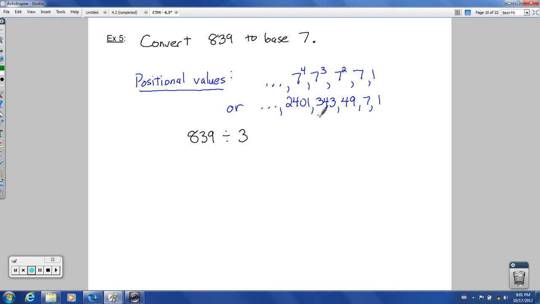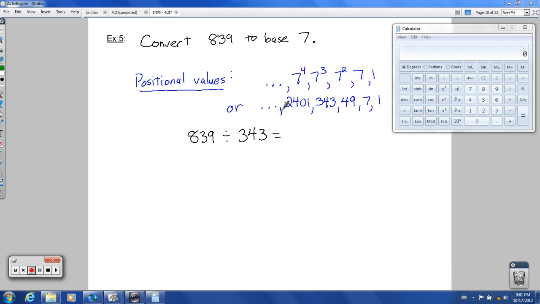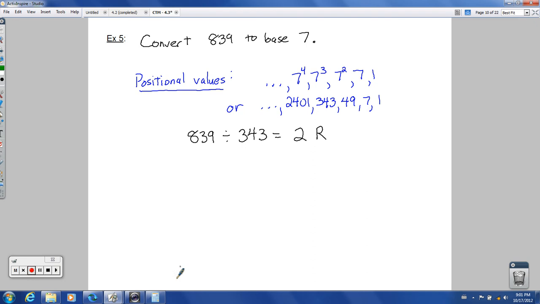So this divided by 343, I'm going to get my calculator out a second. Okay, so I take this, how many whole times does it go into there? So let's just divide that in here, 343. You get two whole times with some leftover. So it's going to be 2 with a remainder. And let's see if you remember from that last lesson, how do we figure that out again? Well, we take 839.